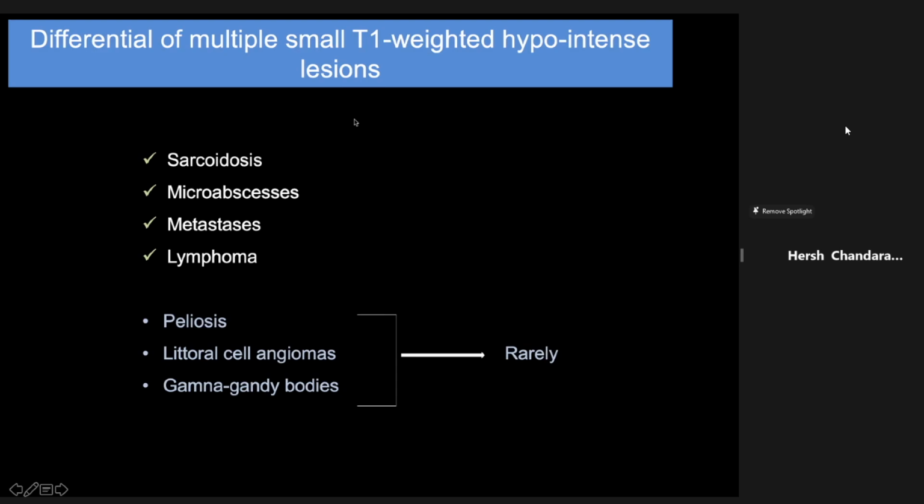If you see them multiple and tiny, then the top diagnostic possibilities are sarcoidosis and microabscesses in immunocompromised patients. With sarcoidosis, you have systemic evidence, lab and clinical, and systemic manifestations of sarcoidosis. So that will all help you. And also metastases, typically in the context of systemic metastatic disease, and lymphoma, typically in the context of systemic lymphomatous disease. But you also have these rare lesions: peliosis, littoral cell angiomas, and gamma antibodies.